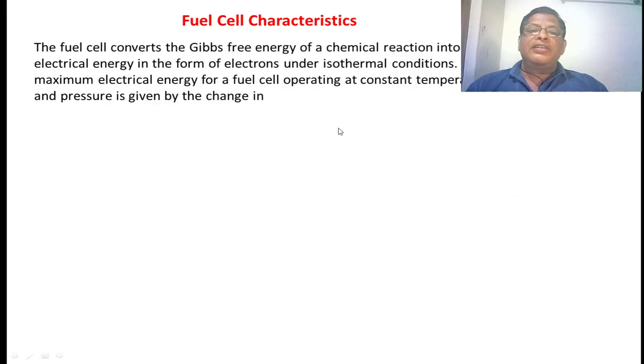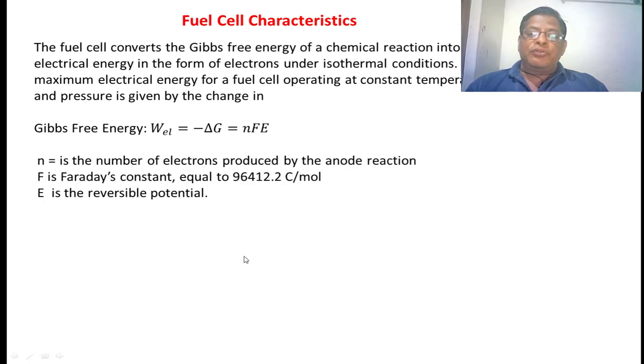The amount of energy released by the fuel cell is highly dependent upon the Gibbs free energy of a chemical reaction. The Gibbs free energy change is equal to minus NFE, where N is nothing but the number of electrons produced at the anode, F is nothing but the Faraday constant, that is equal to 96,412.2 coulombs per mole. E is nothing but the reversible potential.